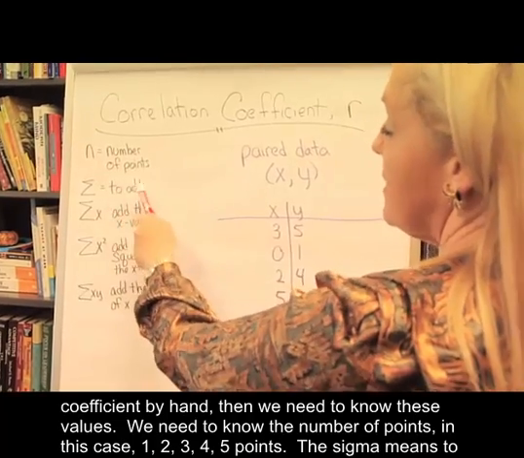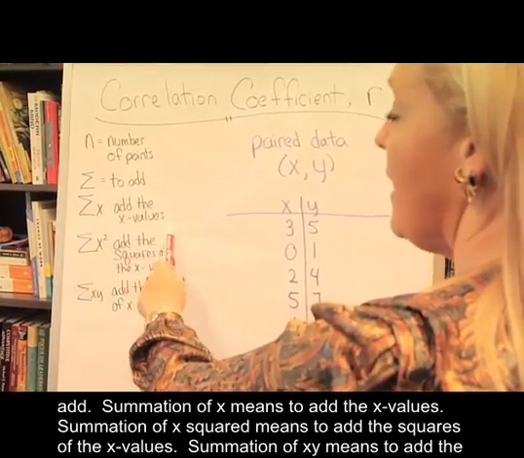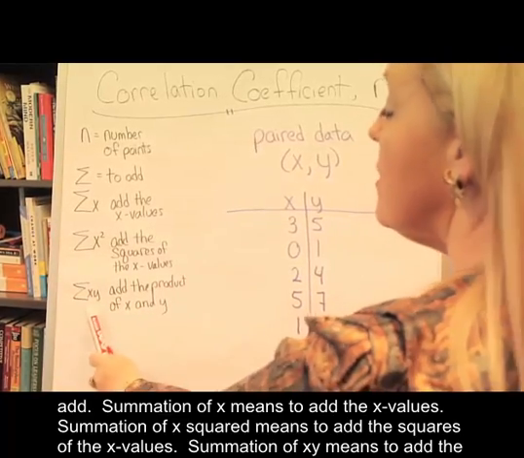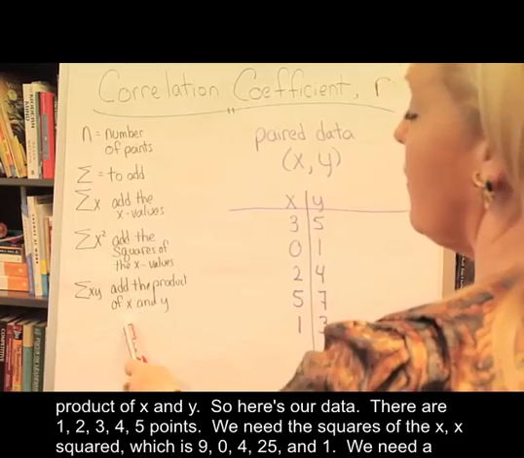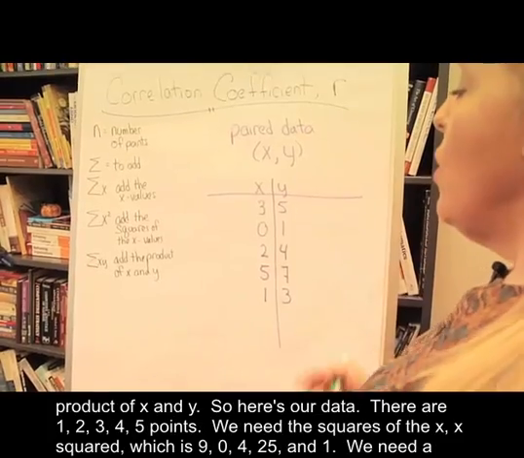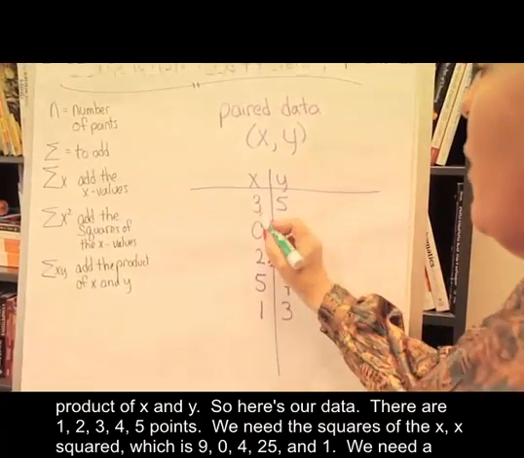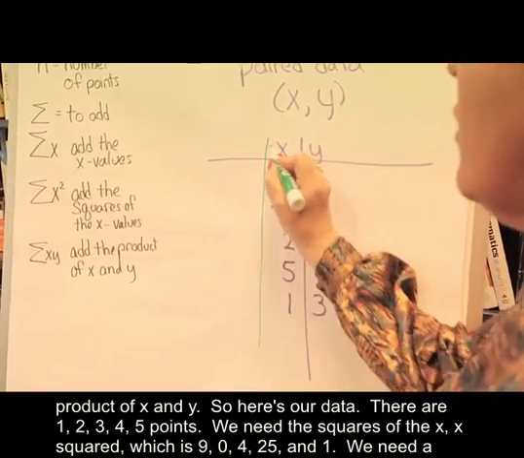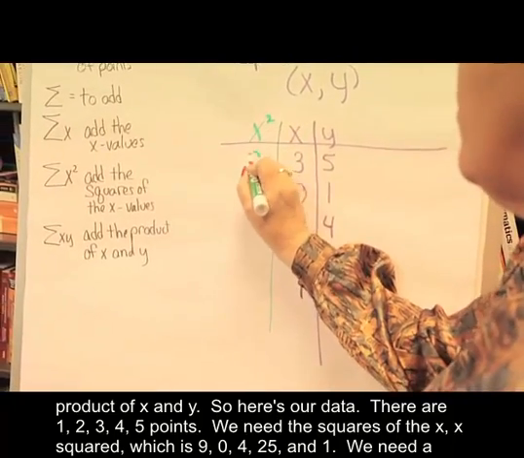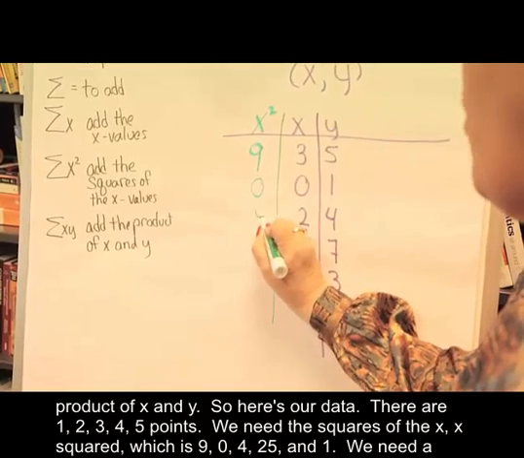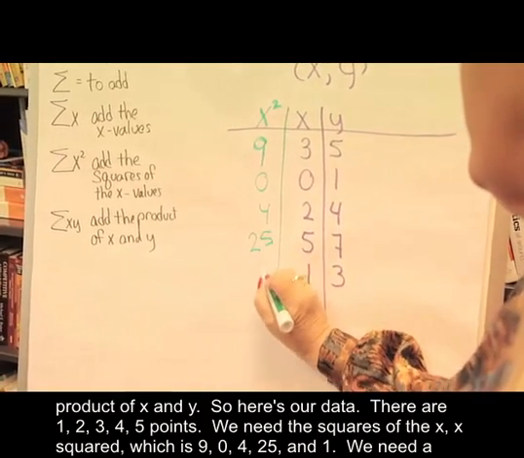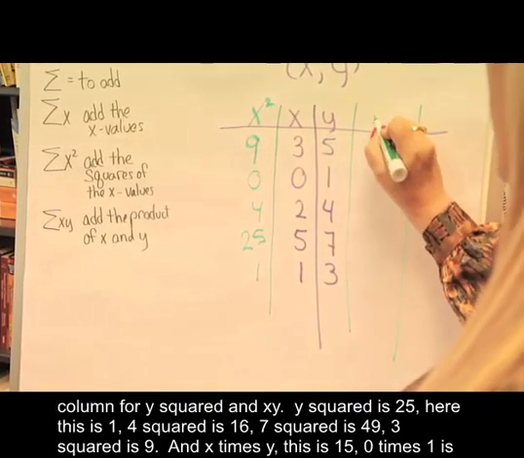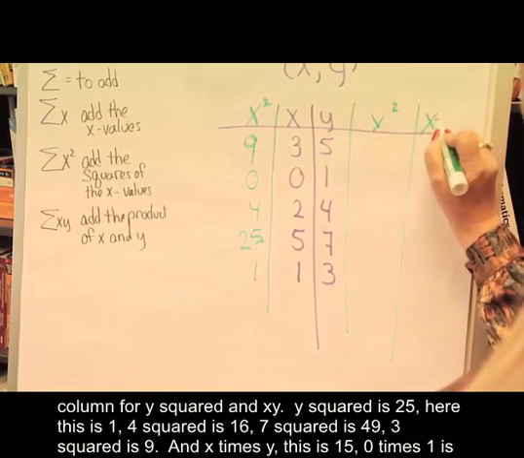The sigma means to add. Summation of x means to add the x values, summation of x squared means to add the squares of the x values, summation of xy means to add the product of x and y. So here's our data. There are 5 points. We need the squares of the x values, which are 9, 0, 4, 25, and 1. We need a column for y squared and xy.